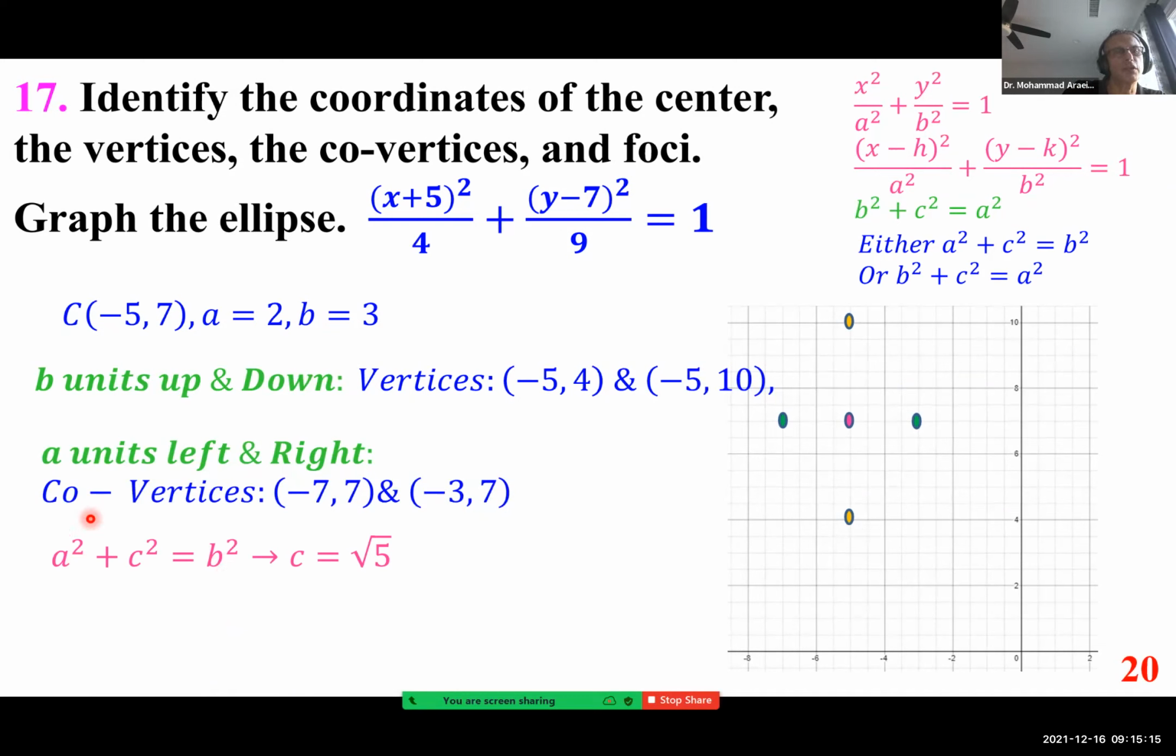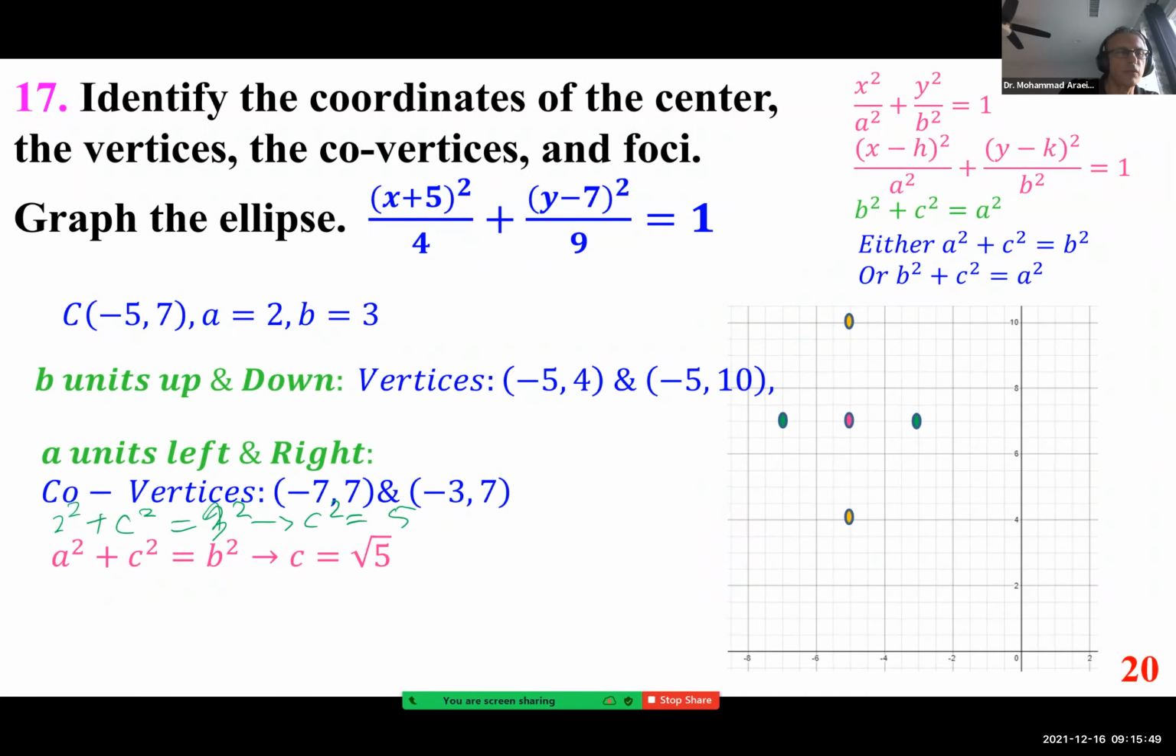where A is 2 quantity squared. So if we were to write that, 2 squared, which is 4, plus C squared, which is missing, equals B squared, which is 9, or let's just write 3 squared. And therefore, C squared is 9 minus 4, or 5. C becomes square root of 5.